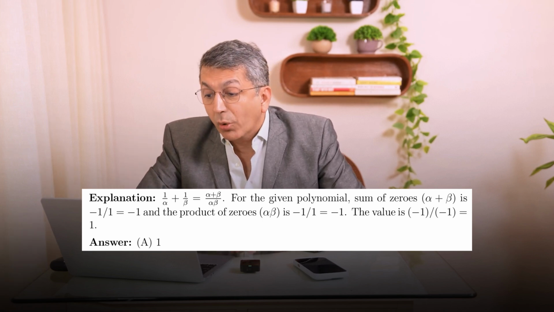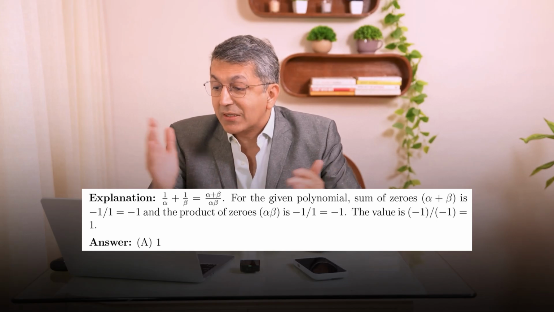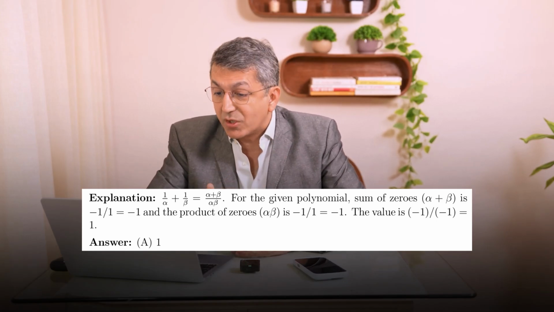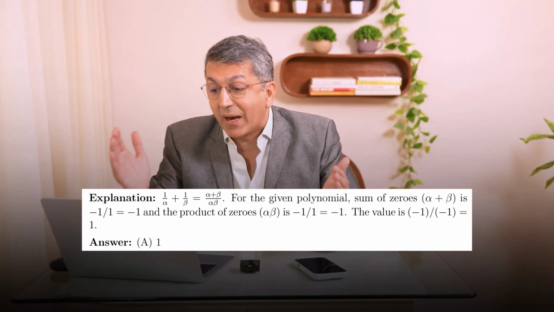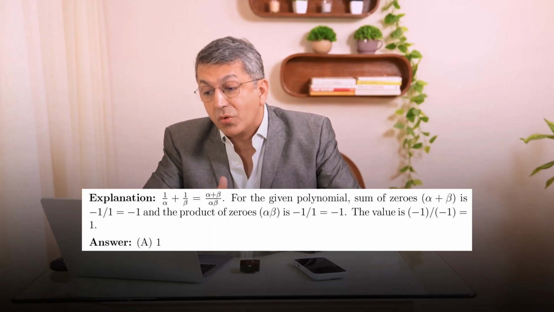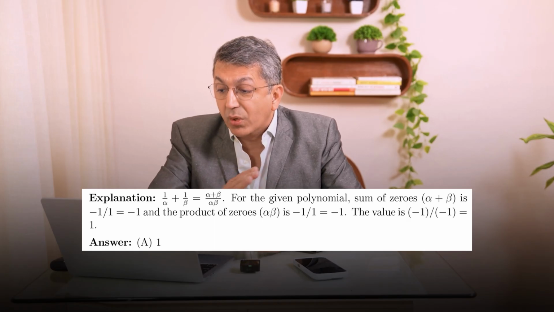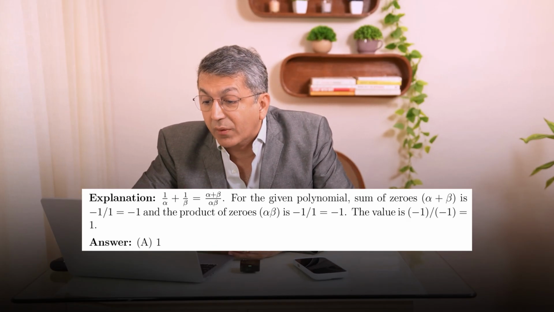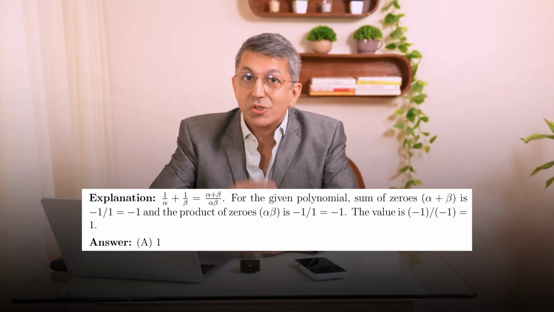For the given polynomial, the sum of zeros (alpha + beta) is -1/1, which is equal to -1, and the product of zeros (alpha beta) is -1/1, which is equal to -1. The value is (-1)/(-1), which is equal to 1. So the answer is 1.